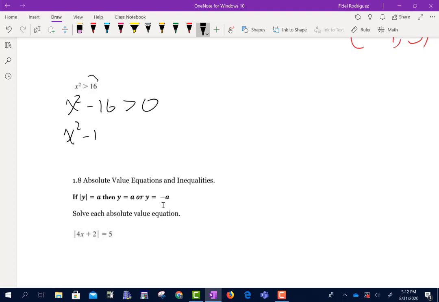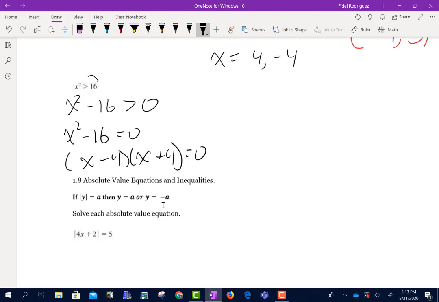Okay. So look, let's try this next one. We'll go about it the same way. First thing I'm going to do, I'm going to move that 16 over. X squared minus 16 greater than 0. Then I'm going to write the equation, okay, equals. I can factor this using my difference of squares formula. And the two answers we get when we set them both equal to 0 are one of them is +4, one of them is -4.